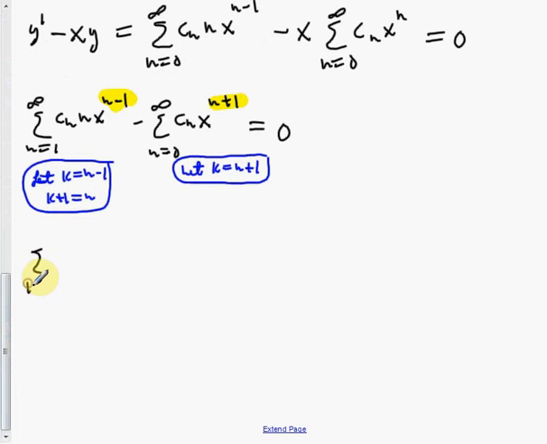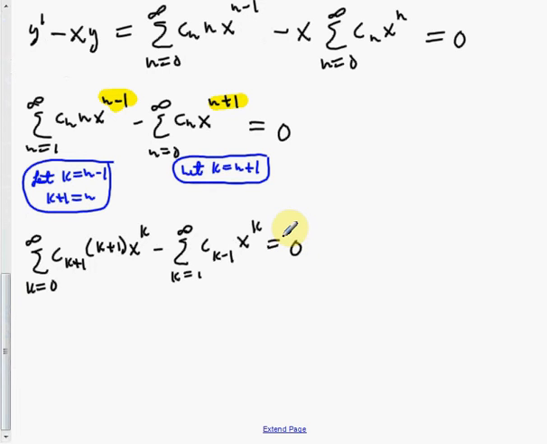So we have the summation now as k goes from, n starts at 1, then k is equal to 1 minus 1, that's 0, to infinity. c sub n becomes c sub k plus 1 times n, but n is k plus 1, times x to the k, minus the summation as k goes from, well, n here starts at 0, so k goes from 1 to infinity of c sub n, and here this n would be k minus 1, times x to the k, is equal to 0.